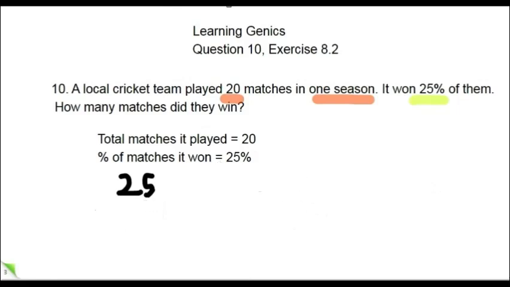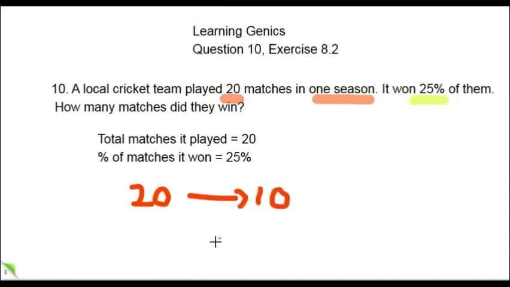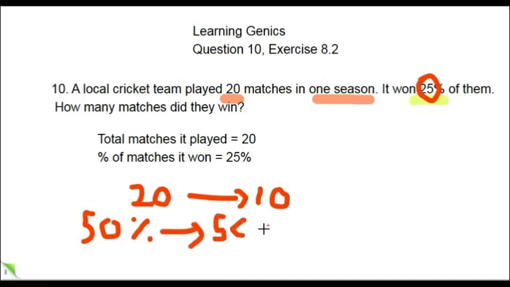Now the second way, the common sense way, I will tell you that also. We know the team played 20 matches. Now we have to take out 50% of 20 matches. 50% means half, so half of 20 is 10. So we write 10. Now we have to take 25%, and in maths we know that 25% is half of 50%.